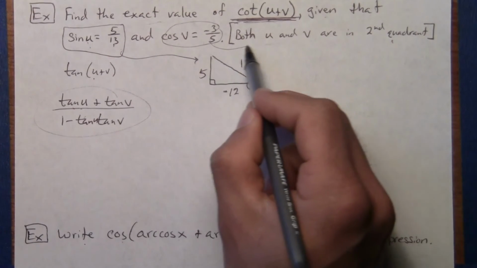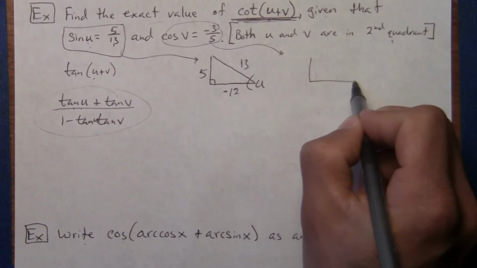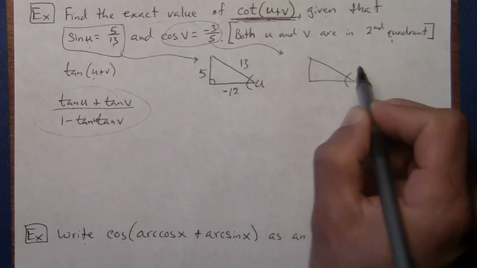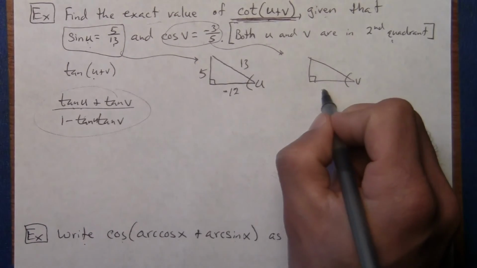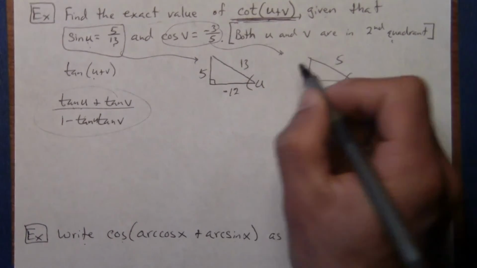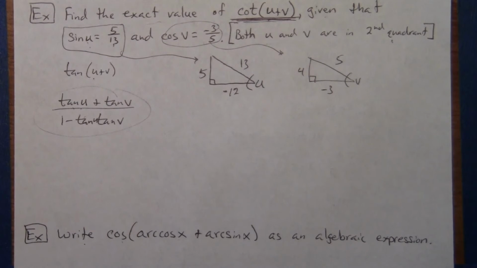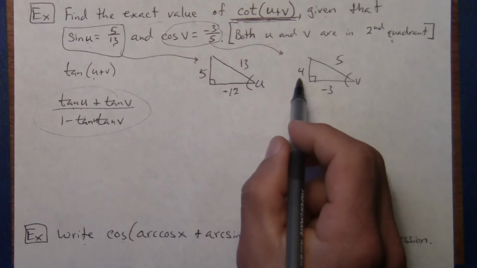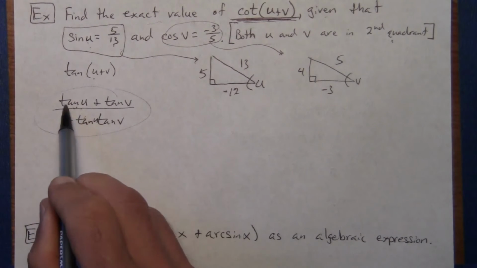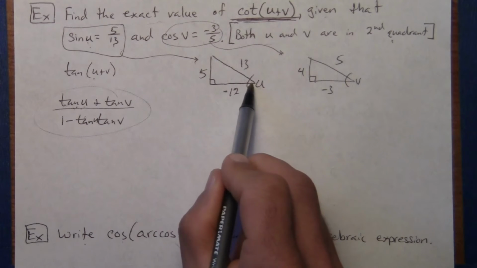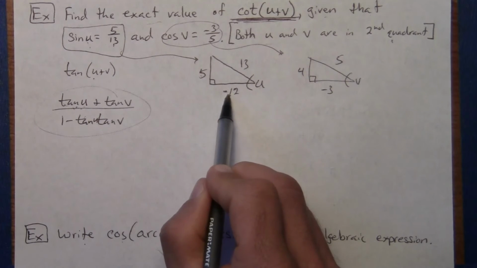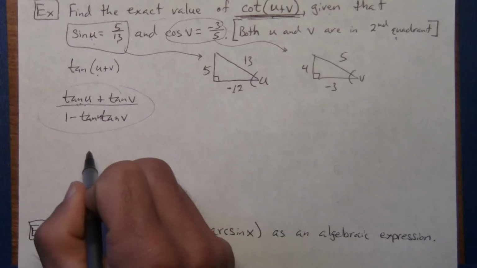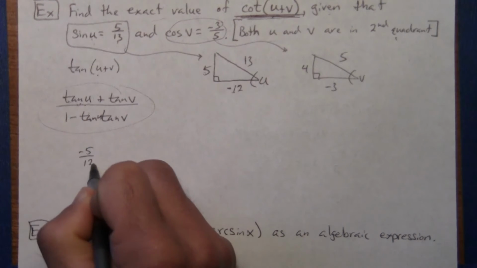Alright, well now I'll do the same thing with v. Angle v is also in the second quadrant. It tells you the cosine is negative 3 over 5. Pythagorean theorem will tell me that this is 4. And now that I've got the triangles filled out, now I can figure this out. What's the tangent of u? Well, here's angle u. Tangent is opposite over adjacent. This whole term will become negative 5/12.